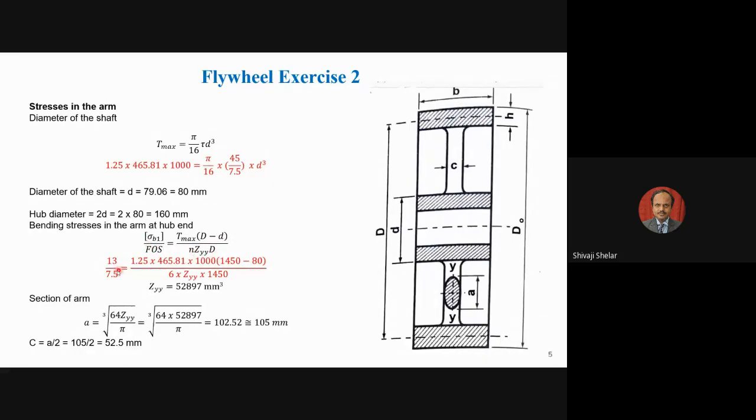So this is in kg per centimeter square. So in terms of Newton per millimeter square, it is 13. So 13 Newton per millimeter square upon factor of safety 7.5. T max, this value is known to you. This value in Newton millimeter we are putting here, 1.25 into 465.81 into 1000. D value we have calculated, it is 1450 millimeter. Diameter of the shaft here, minimum diameter of the shaft here is 80 mm.